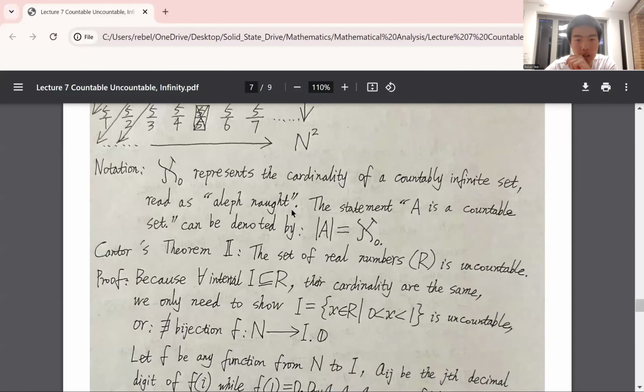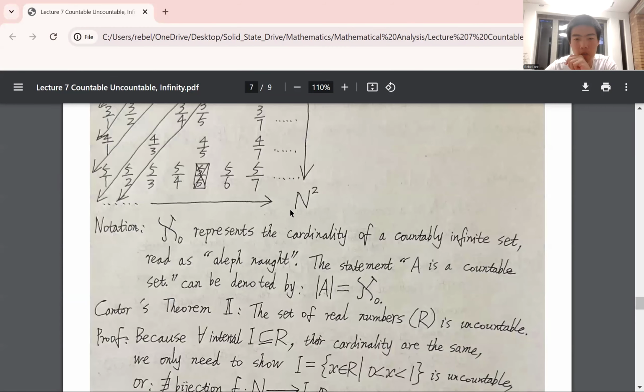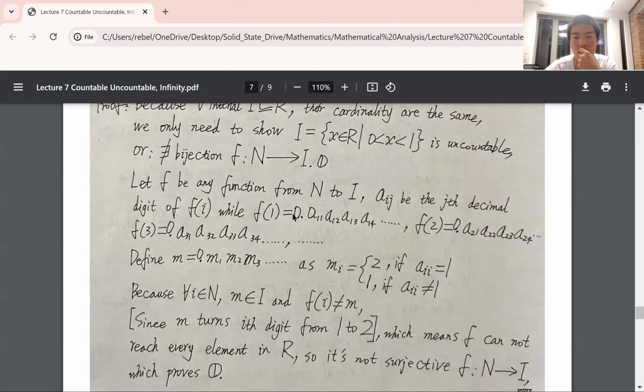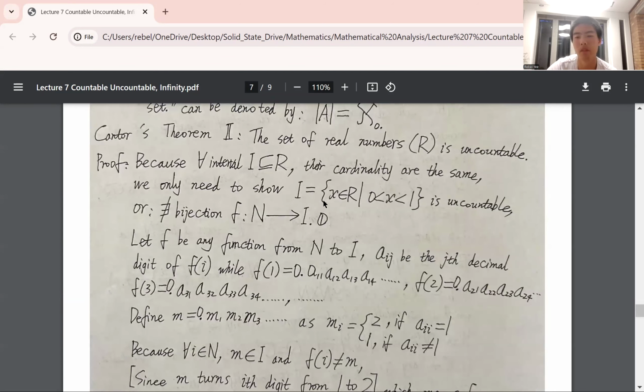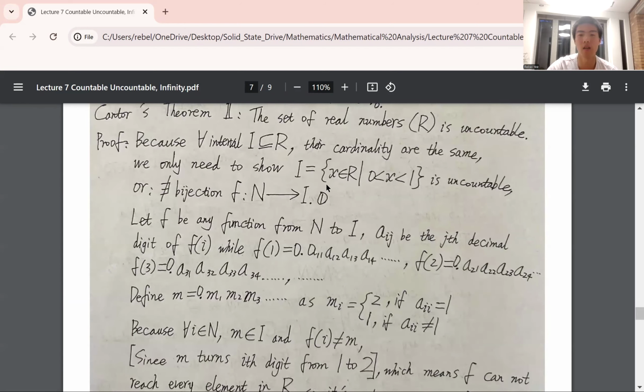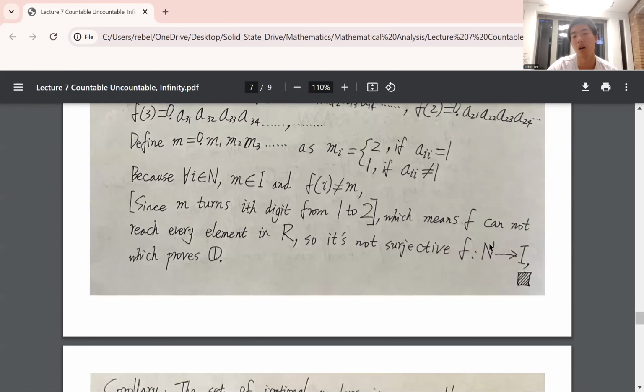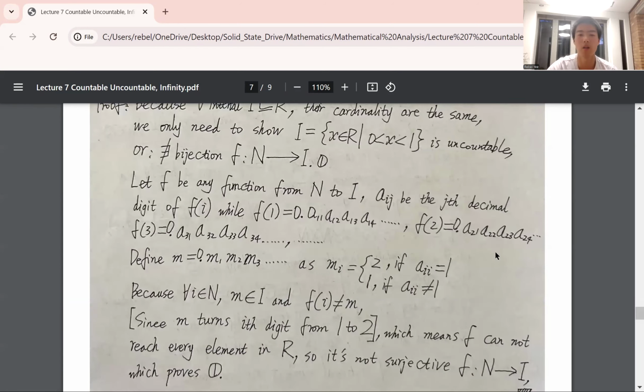So the real numbers are uncountable, because there doesn't exist any bijection between N and I, or N and R.